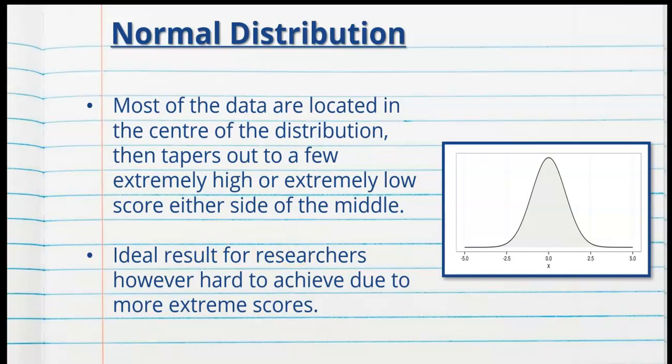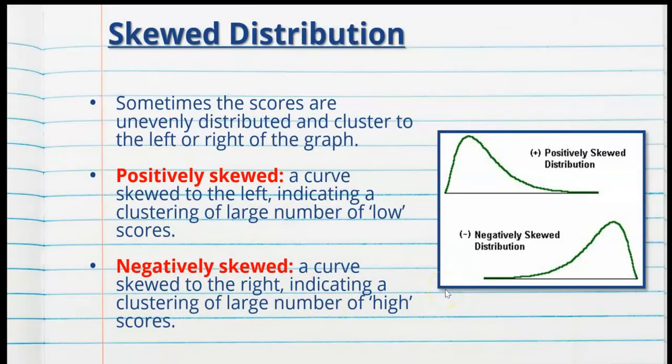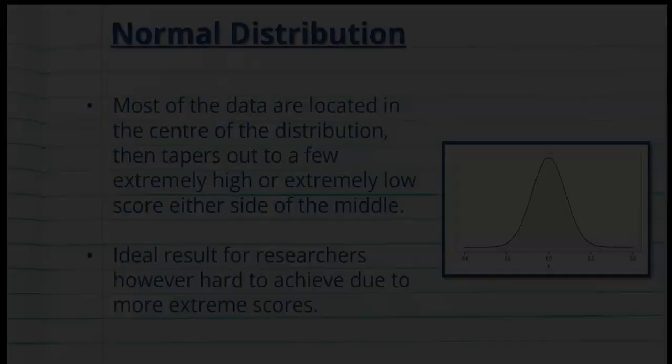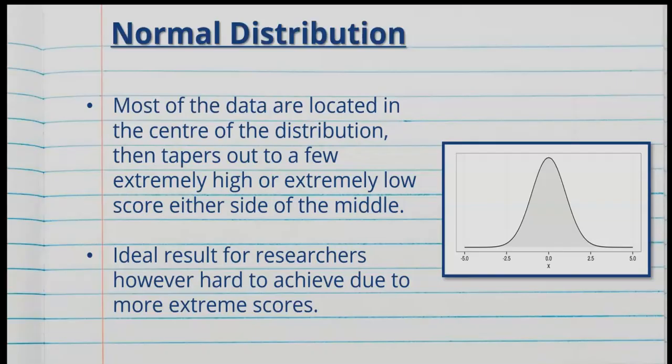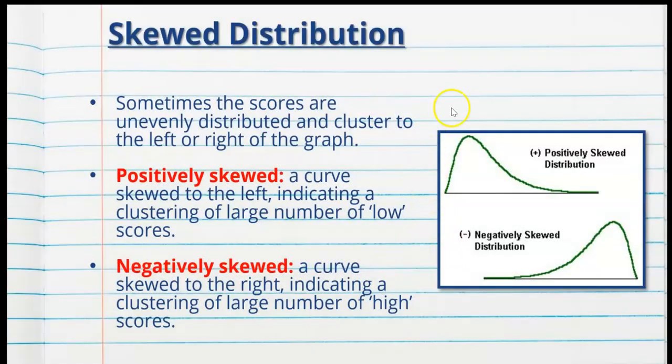We are more likely to get more extreme scores. So because of that, the more common result is a skewed distribution. So this is the goal, or the expectation, and this is reality, in other words. So skewed distributions: sometimes, in fact most of the time, the scores are unevenly distributed and cluster to either the left or the right of the graph, okay?